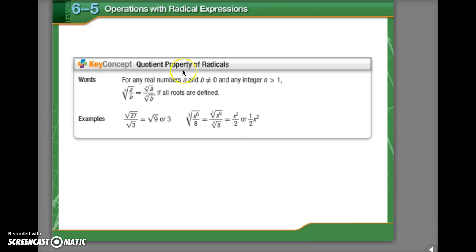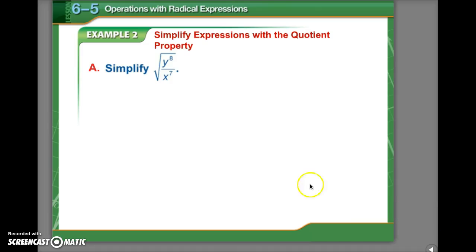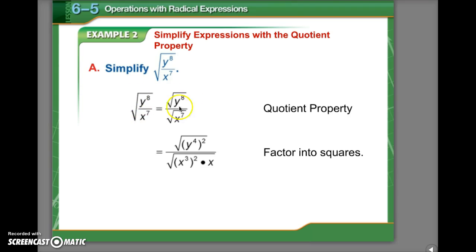All right, the quotient property of radicals is the same concept. If you have a quotient, the numerator and the denominator, each piece can get its own root. So for example 2, part A, we're going to simplify expressions with the quotient property this time. We need to simplify the square root of y to the 8th over x to the 7th. So I'm just going to look and see what they do this time, rather than say everything myself. We're going to give each thing, the numerator and the denominator, its own square root.